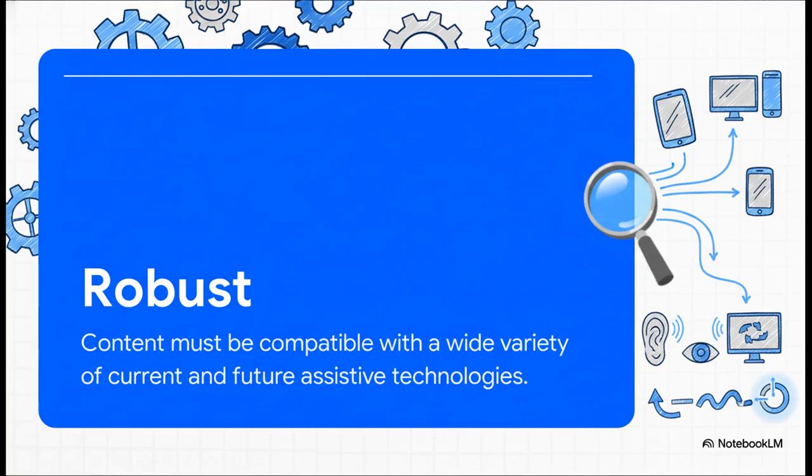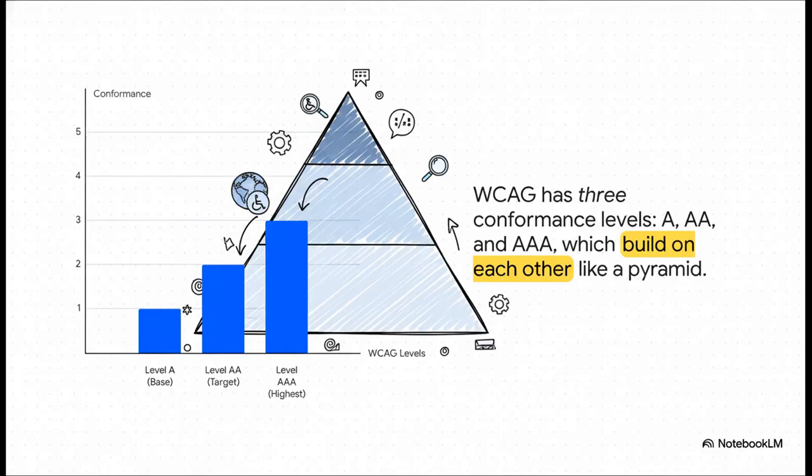It just means your code has to be clean enough that all sorts of different technologies, especially assistive tech like screen readers, can understand it. It's about future-proofing your site so it doesn't break when new devices come out. Okay, so you've got the 4 POUR principles.